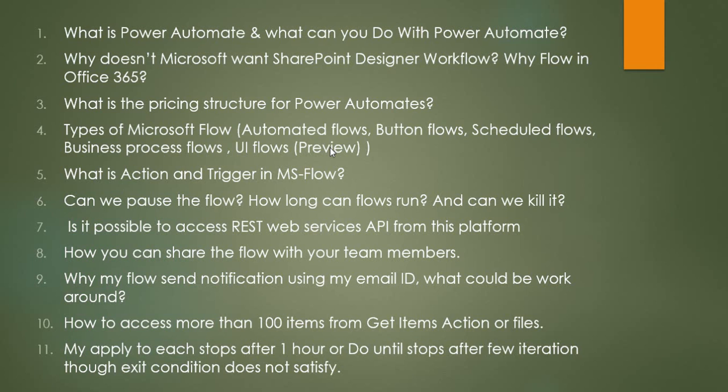So I would say right now the limitation is 30 days. If your action is pending for the last 30 days, then it will automatically get timed out. So your approval flow would stop working if it passed 30 days, or any other action would get timed out past 30 days. Can we kill it? Yes, we can kill or cancel the running instance of any flow.